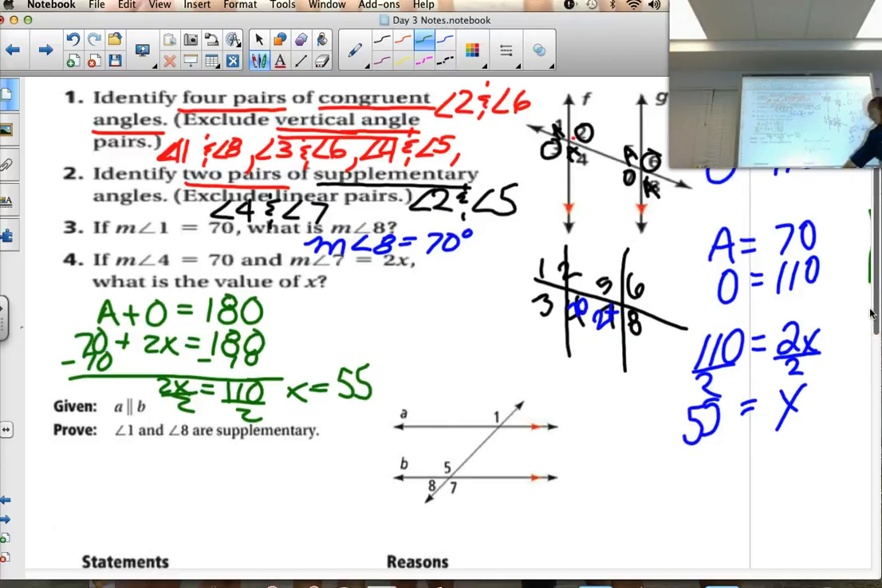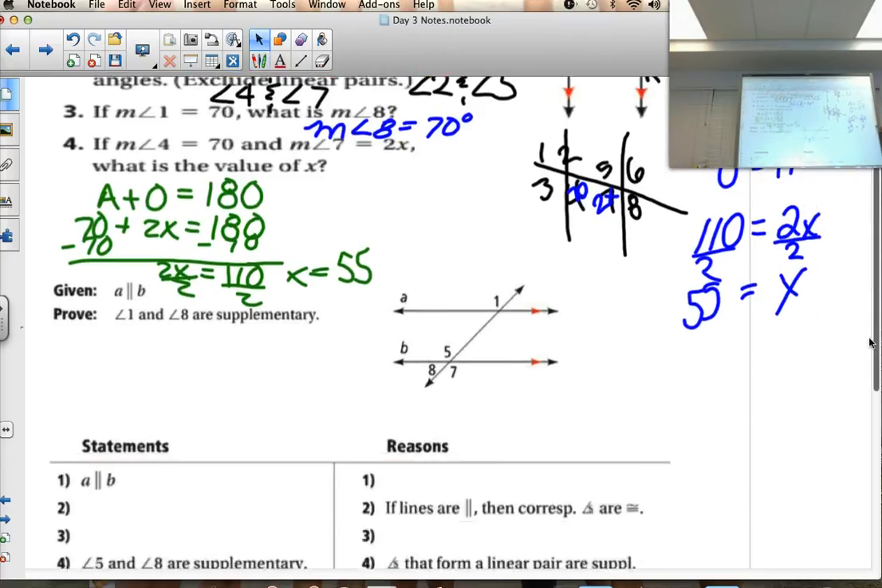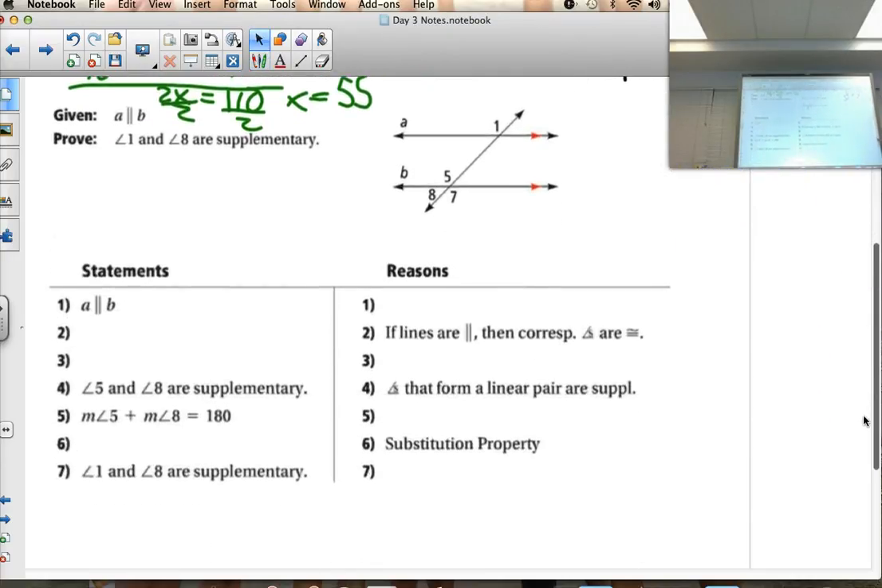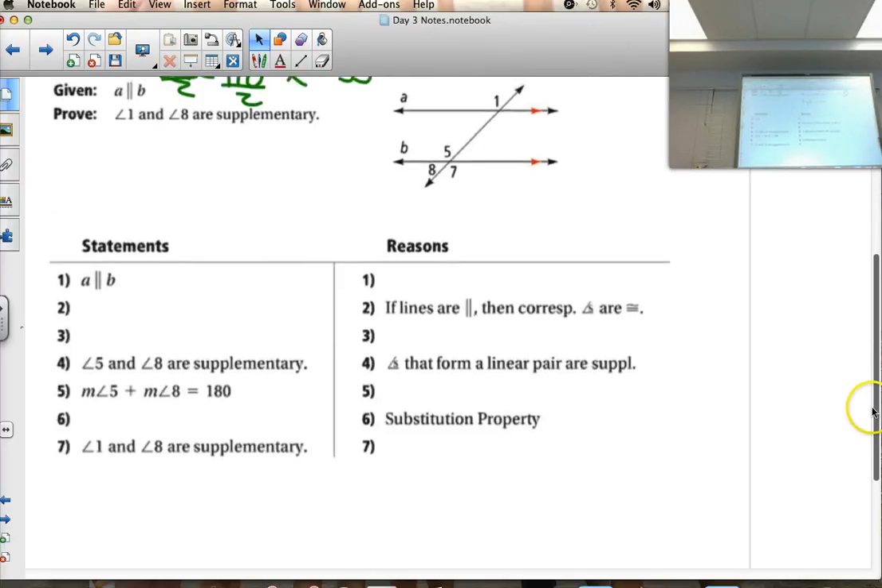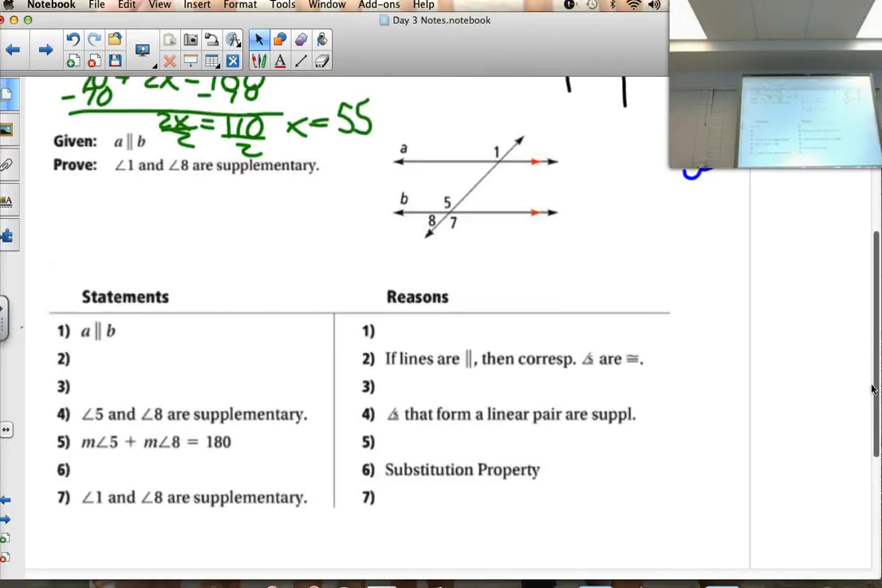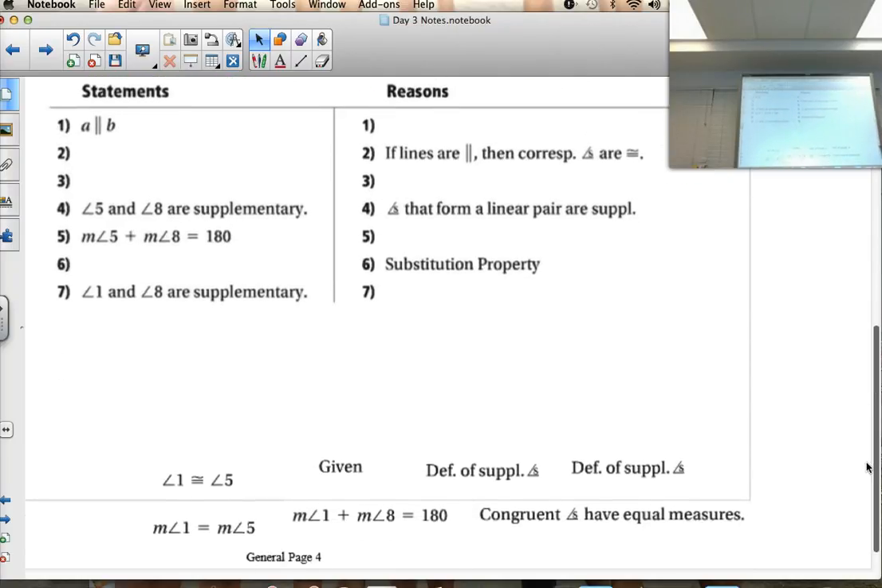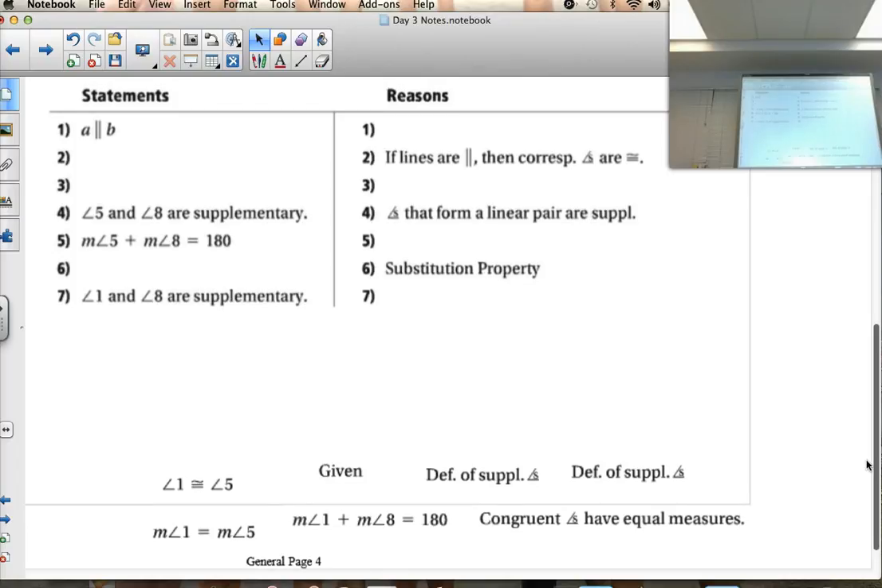Oh, I gotta put this down. All right, let's go to the next one. Oh, look, we're doing your proof. Go down more. Oh, this makes us happy. Is there some way I can pull these up?